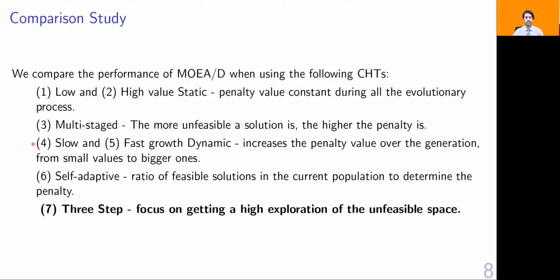Then we have the self-adaptive CHT. It tries to keep the ratio of feasible and unfeasible solutions constant and determines the penalty to reach a good ratio of these types of solutions. Then we have the proposed one from this work, the 3-step CHT, that focuses on a high exploration of the search space in the first steps, and then penalizes heavily solutions that violate constraints.